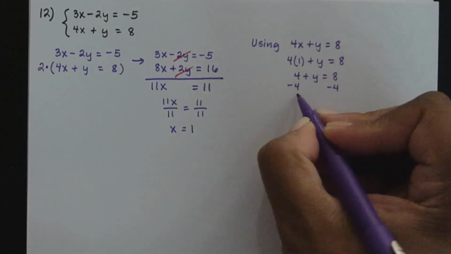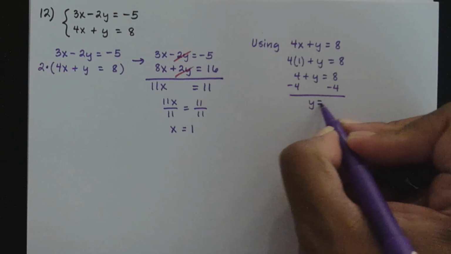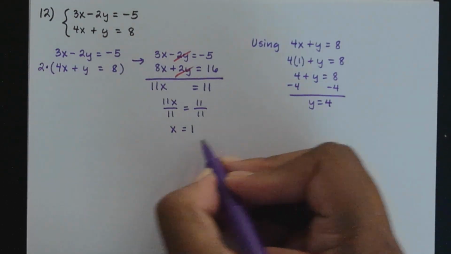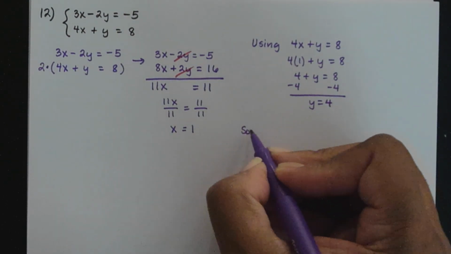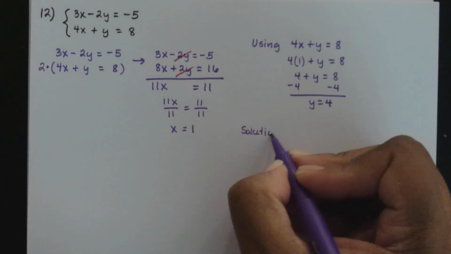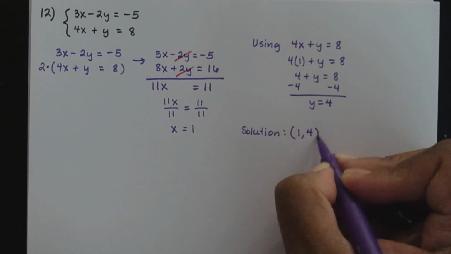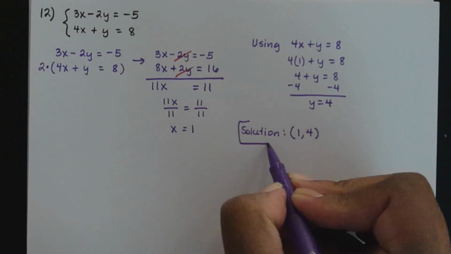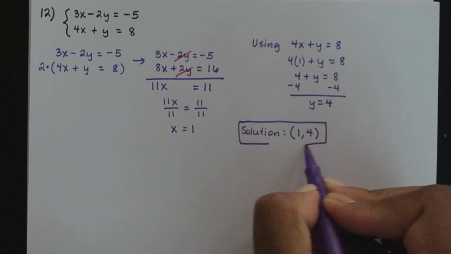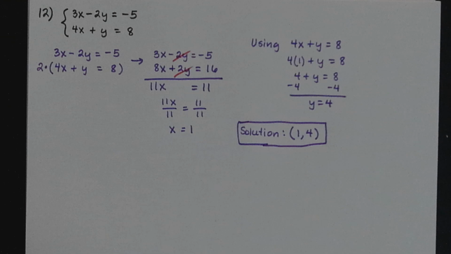Subtract 4 on both sides, you'll get y is equal to what? 4. So that means that the solution for this system of equations in two variables would be the ordered pair (1, 4). And I would expect that you would give that answer as an ordered pair, because when you're solving a system of equations, you're looking for the ordered pair that will satisfy that system.